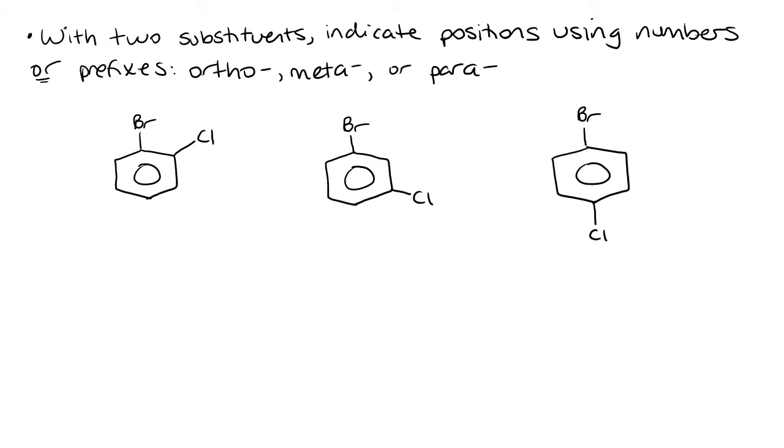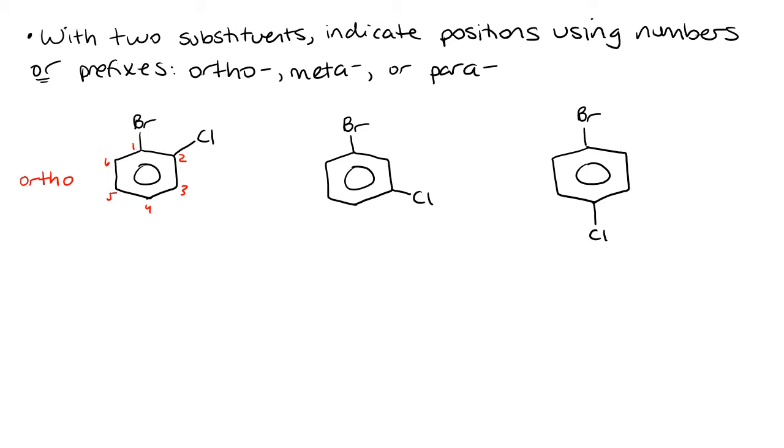When benzene rings contain 2 substituents, we can either indicate the positions of those substituents using numbers or special prefixes known as ortho, meta, or para. So for our first example, I will go ahead and number the carbons. Now I'm going to give bromine carbon number 1 and chlorine carbon number 2 because we want to give them the lowest possible numbers and we want to do it according to the alphabet. So bromine comes before chlorine. Now whenever 2 substituents are located right next to one another on carbons 1 and 2, it means that they are ortho to one another.